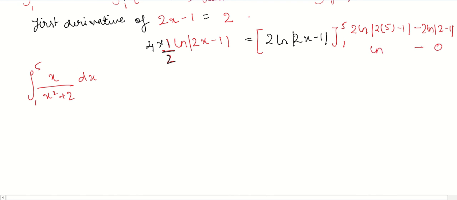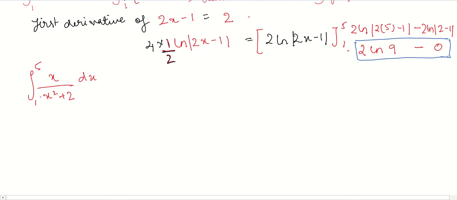And this is ln of 2 times 5, which is 10, 10 minus 1 is 9, so ln 9, and you have 2 over here. So keep this here, we'll need it later. So this was one part of it. Now we're coming to this, we're trying to do this.